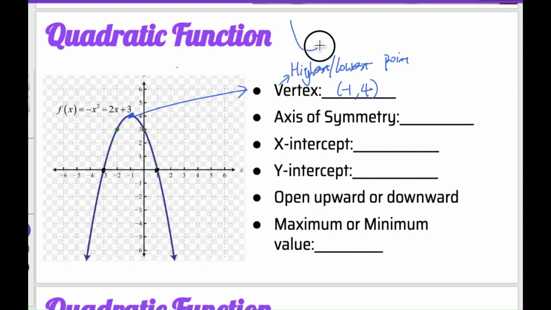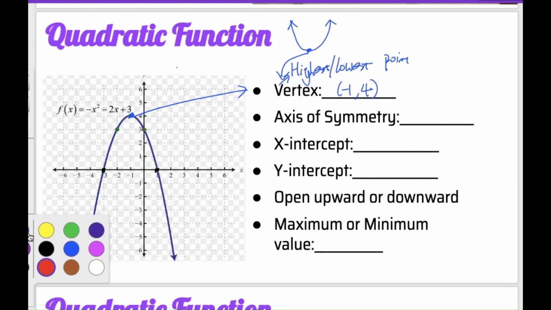Of course, sometimes we have a curve like this. If the parabola opens like this, then this can also be considered the vertex, which in this case is the lowest point. For the axis of symmetry, if you check the word symmetry, it means if I fold the graph along a line, the two sides will match each other.